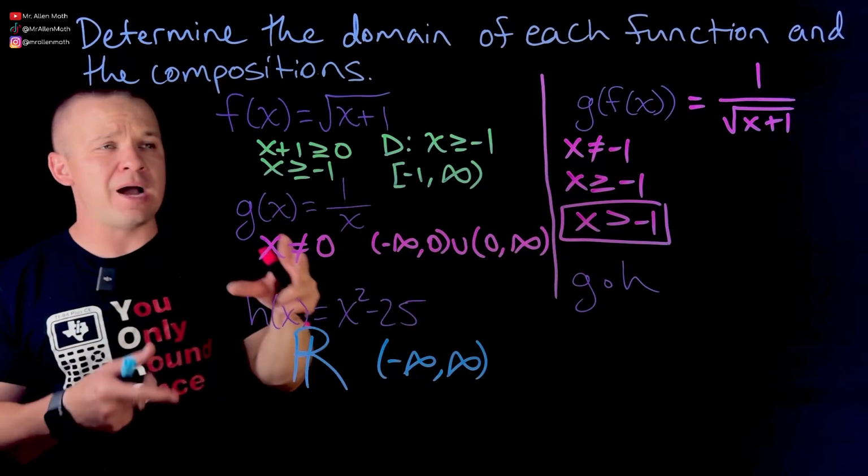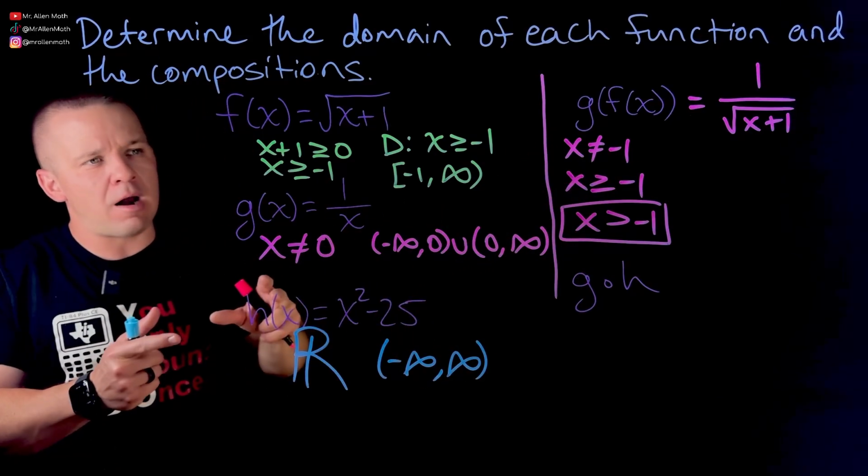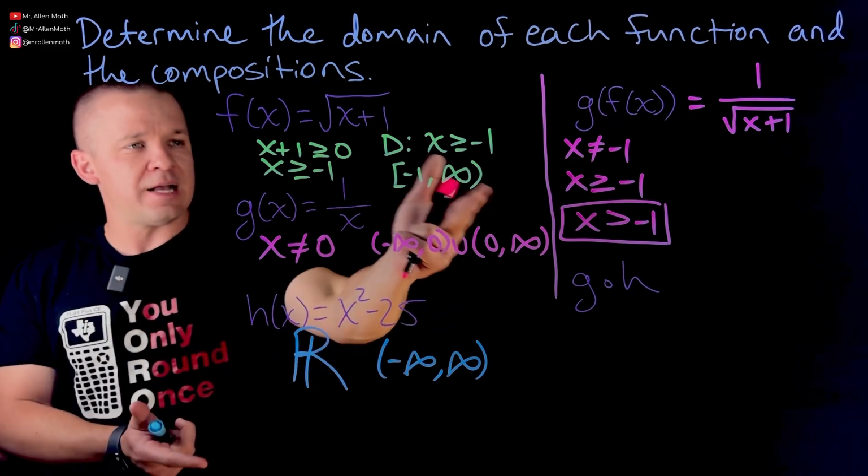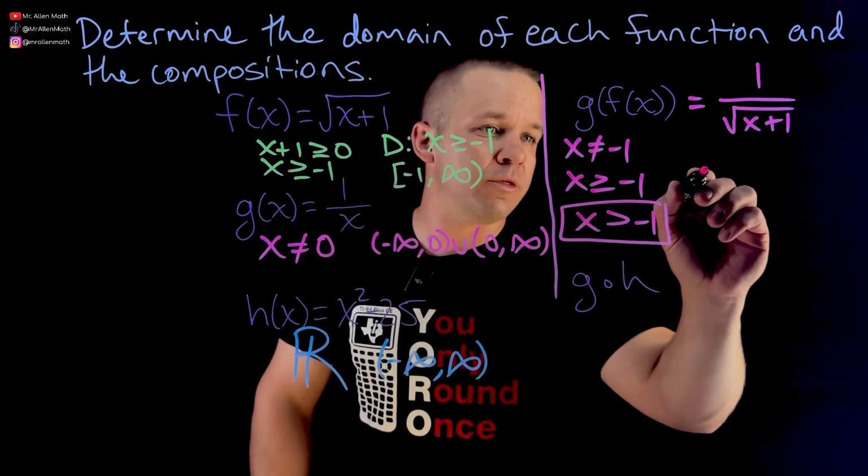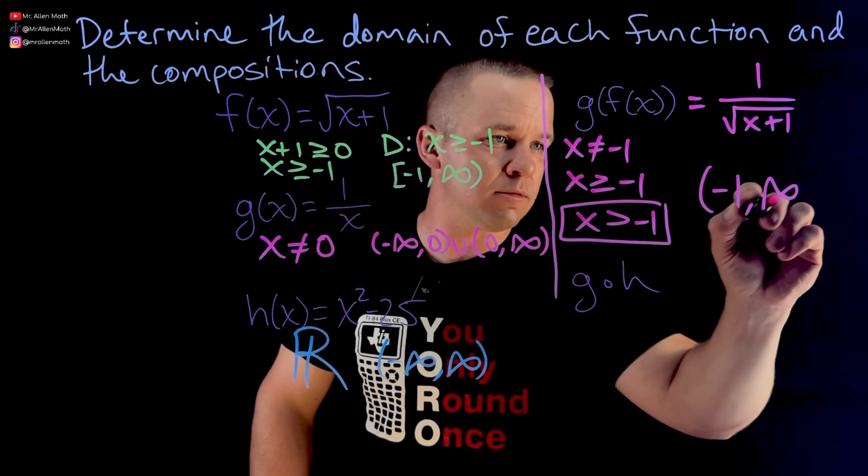Dope. You kind of combine the two, and sometimes you have to think about how you're going to write it most efficiently. That's the nicest way. Or, again, with interval notation, it would look like this.